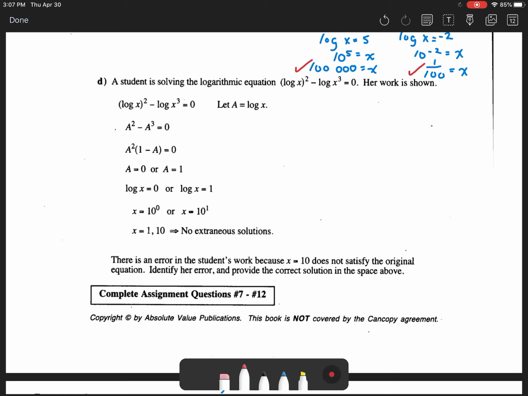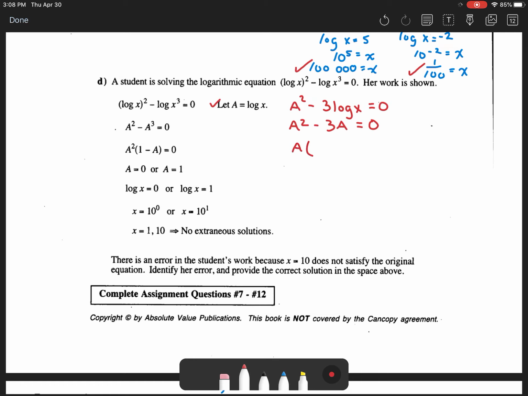So here's what I'm going to do. I'm going to start with the same thing. So this is okay. I'm going to let a equal log x. So what that would mean is log of x squared, but for the second term, I'm going to bring the 3 down in front. So I'd have minus 3 log x equals 0, and we just said log of x can be replaced with a, so this is minus 3a equals 0. Okay, so that's what the student should have done.